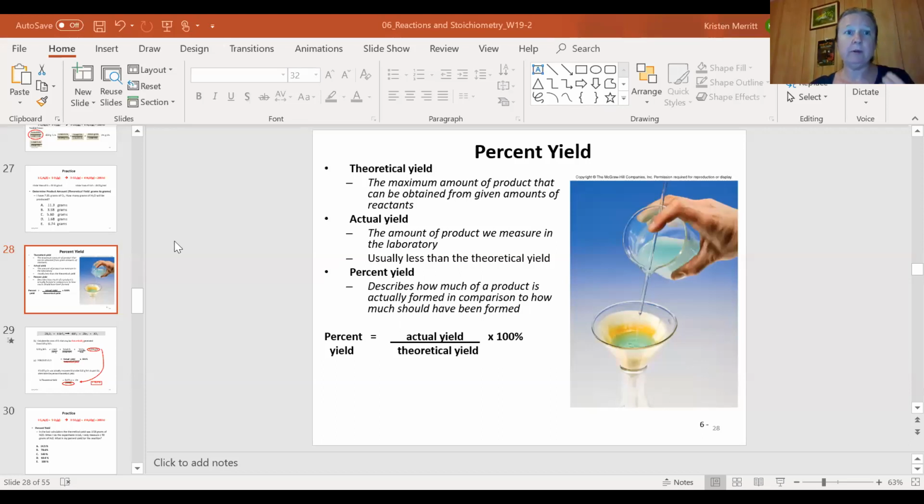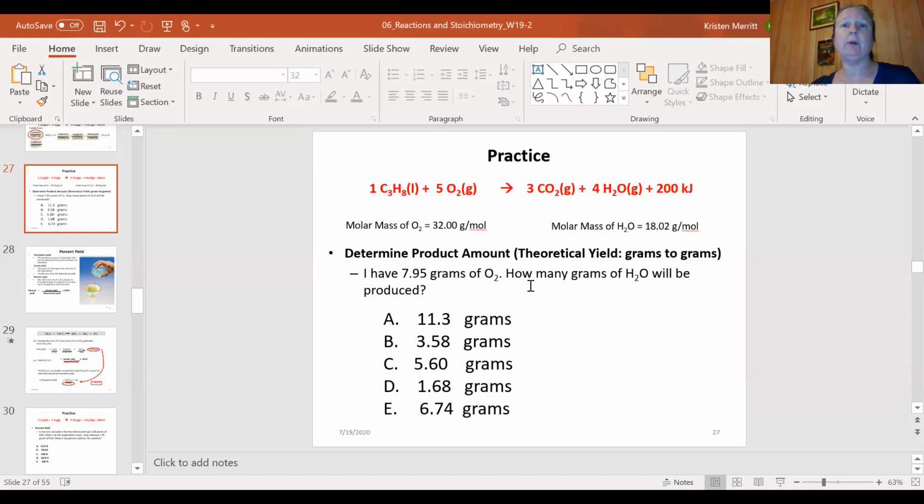So very briefly, if you remember, one of the things we do with stoichiometry is calculate how much of a product you can make with what you have. You're given a starting amount of material. This example is 7.95 grams of oxygen. How much of a certain product, or each product, can you make? And I said that is called a theoretical yield.